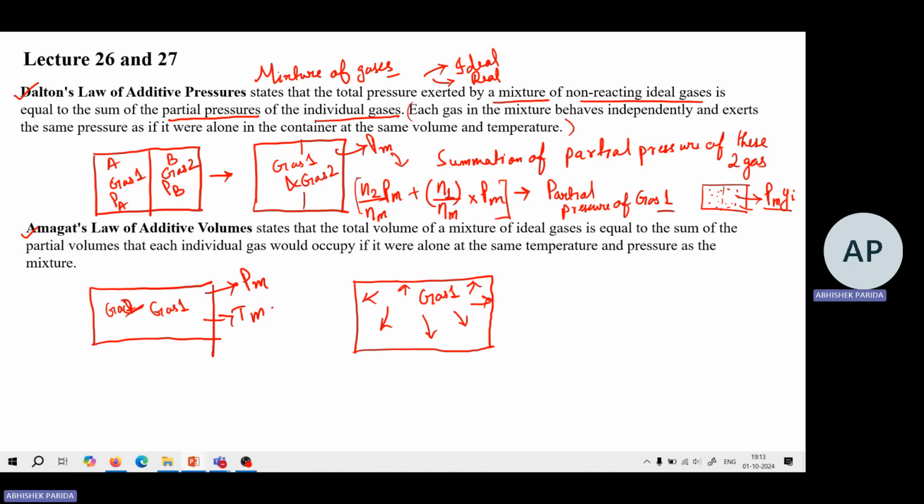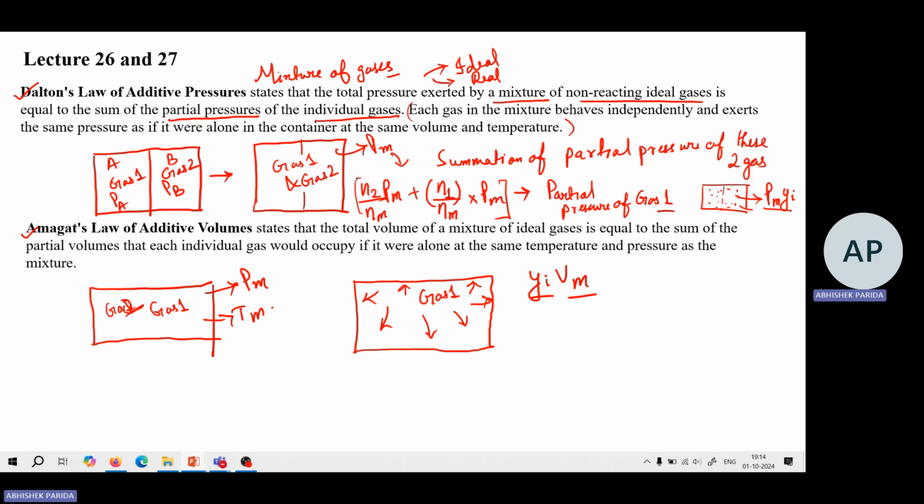And how can it be connected? It states that the total volume is equal to the sum of the partial volumes that each individual gas would occupy. Now, if both are separated and we want to keep them at the same pressure and temperature, then gas 1 would acquire a volume of its mole fraction times Vm. That is the meaning of Amagat's law of additive volumes.